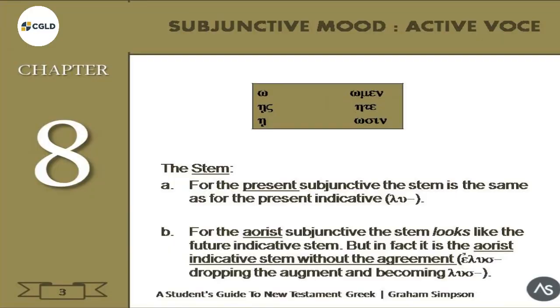As we are talking about the endings, we should also look at the stem. For the present subjunctive, the stem is the same as for the present indicative, which is lu. For the aorist subjunctive, the stem looks like the future indicative stem. But in fact, it is the aorist indicative stem without the augment: elus becomes lus. Did you notice that? Dropping the augment.